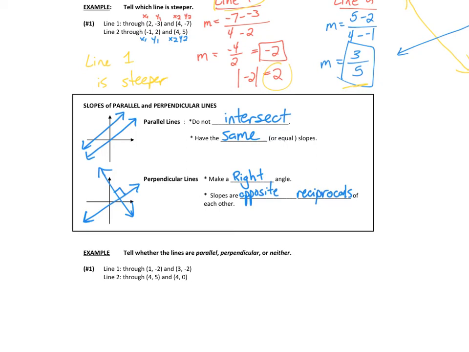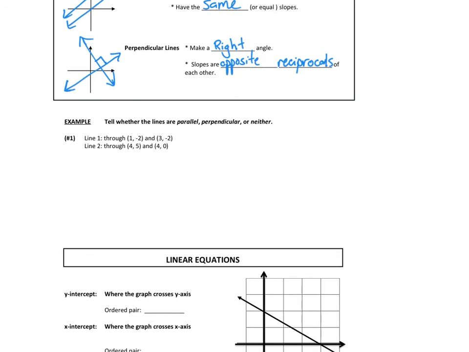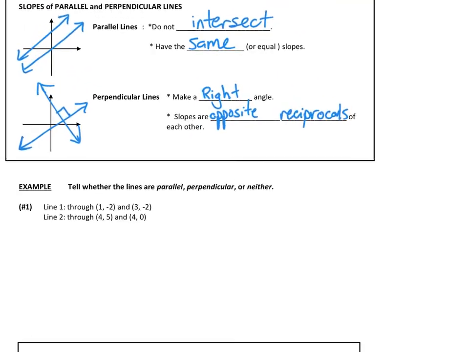So those would be what perpendicular lines would look like. And there's one example, and then we're done for the day after this. Tell whether lines are parallel, perpendicular, or neither. So are they the same slope? Are they opposite reciprocals, or are they neither? Before we get into this, I do want to talk about what opposite reciprocals look like.